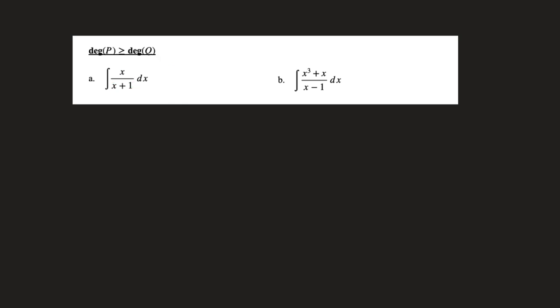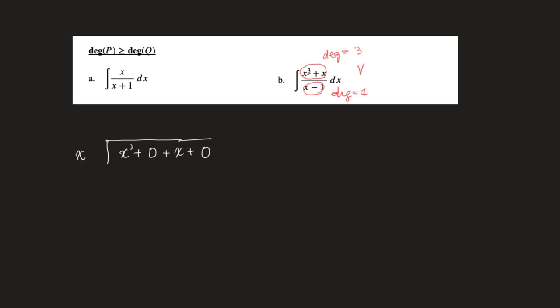Let's try B. So what did I say? For a rational function, check the degree. This degree is going to be 3, since the degree is the largest power. The denominator's degree is 1. Definitely 3 is greater than 1. So what do you have to do? Long division. x cubed plus, there is no x squared, so you put a 0, don't forget the 0, plus the degree 1 term x, and there is no constant, so that's a 0.